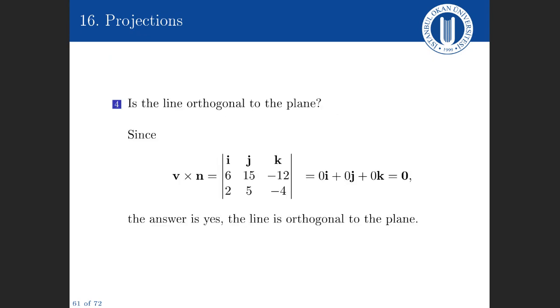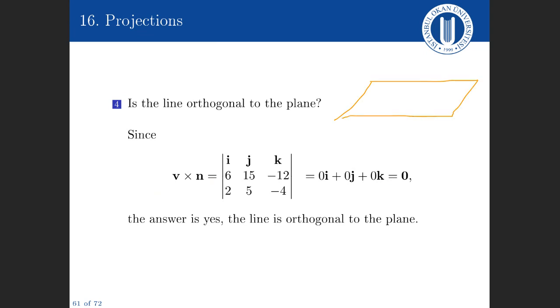Step four, is the line orthogonal to the plane? To answer this, we calculate V cross N. If this is equal to zero, then the line is orthogonal to the plane. If this is not zero, then the line is not orthogonal to the plane. You can check that V cross N is in fact the zero vector. So the answer is yes. Our line is orthogonal to our plane.